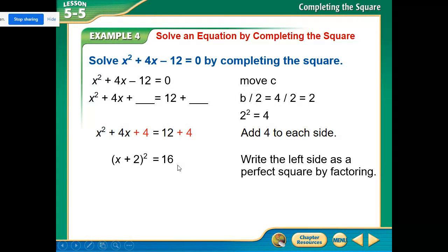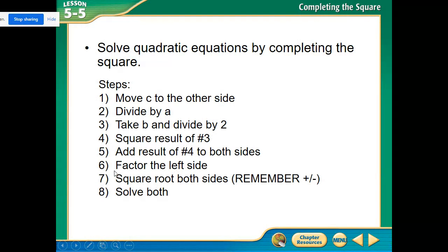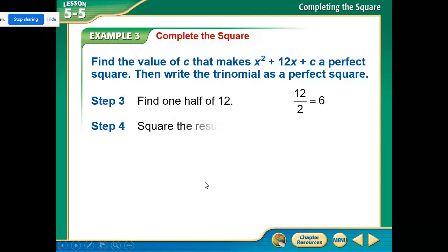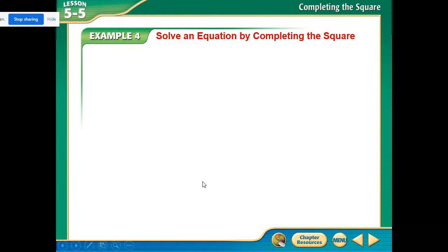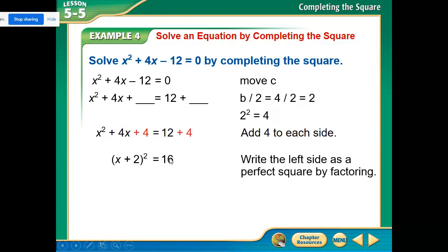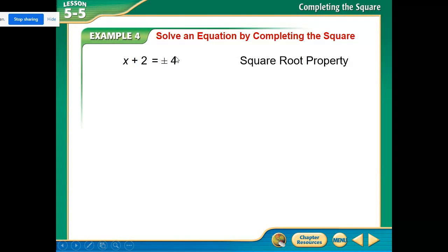Now, once we factored it, we go ahead and take the square root of both sides. We're back down here on step 7. We divided b by 2 and got the 2, squared it, got 4, added to both sides, factored. Now we take the square root. Now it says remember plus or minus. Whenever we take the square root of both sides like this, we're going to have to do a plus or minus. So this 16, what's the square root of 16? Well, the square root of 16 is 4, but I have to put that plus or minus in there.